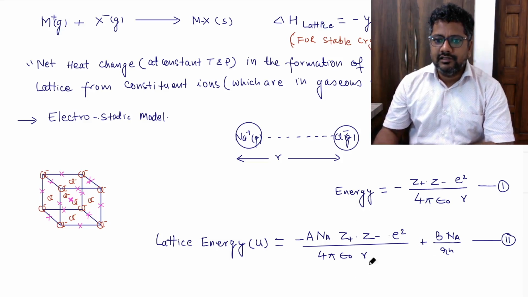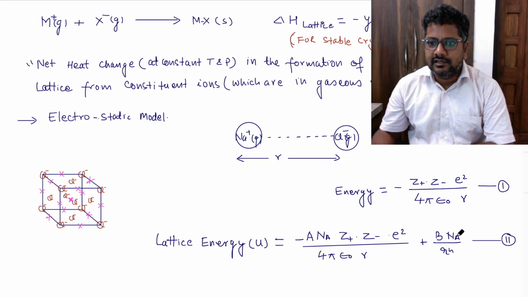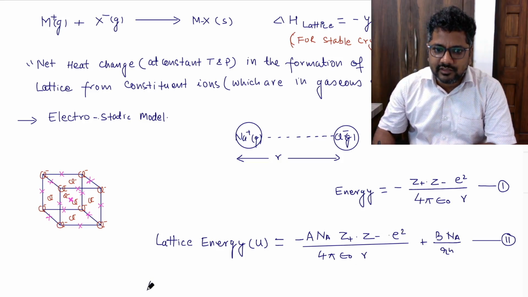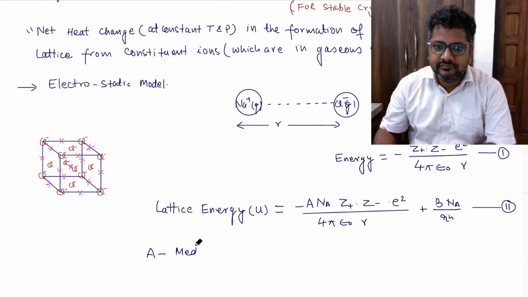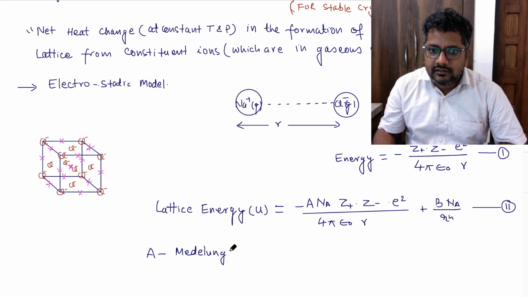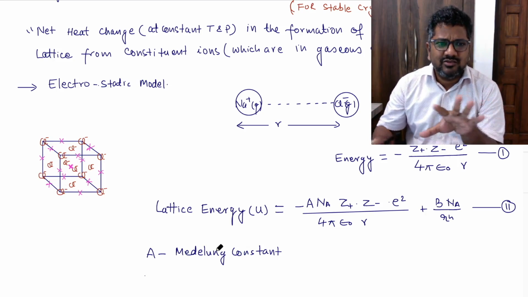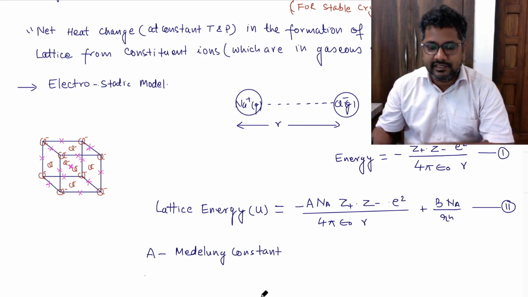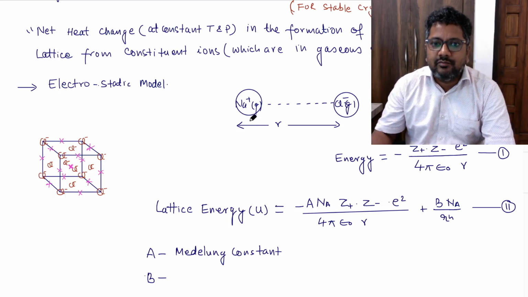See, all of you know all these terms here, Z plus, Z minus, E, r, Na. Sometimes you may not know everything, so let's discuss A. A is a constant called the Madelung constant. The value of this Madelung constant depends on the geometry of the crystal, so it is not required for you. You just need to know what A is. That's it. And B is called the nearest neighbors, basically the coordination number.